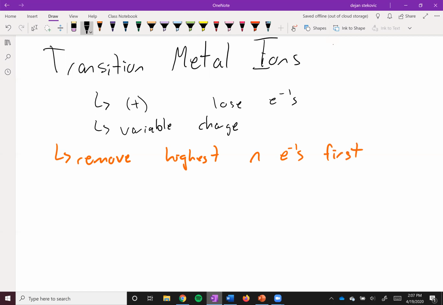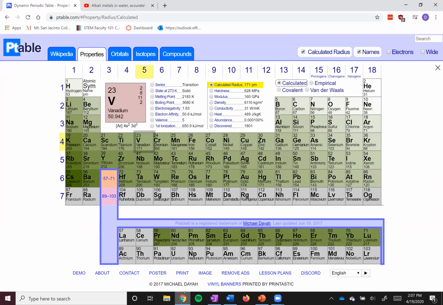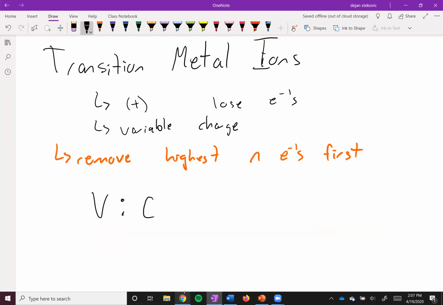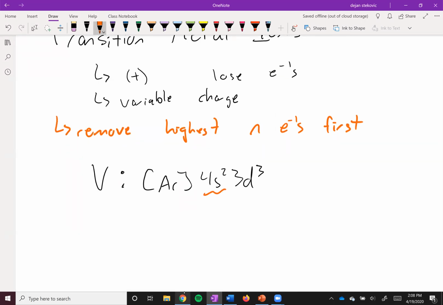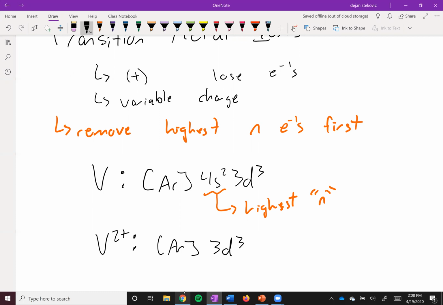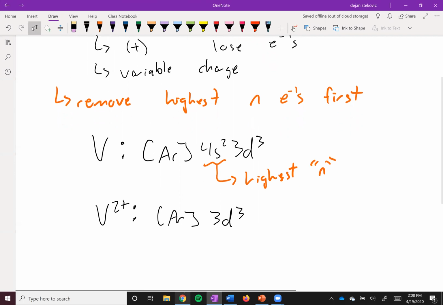So for example, something like vanadium, if you give its electron configuration, vanadium is right over here. So it's going to be like argon, and then 4s2, 3d3. So even though the 3d3 part is to the right of the 4s2, the 4 is a bigger number than a 3. So this is the highest n right there. And so if you're thinking about something like vanadium 2 plus, you're going to lose those 2 electrons. So it'll be just like argon and then 3d3. No 4s electrons. So remove those s electrons first.